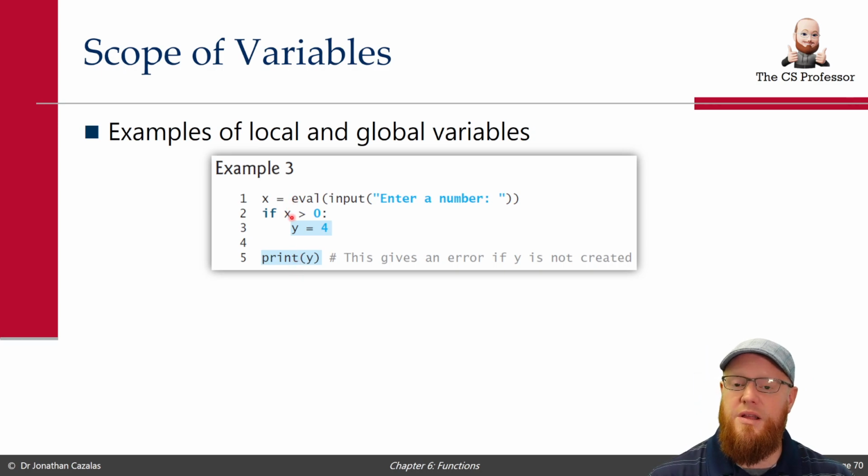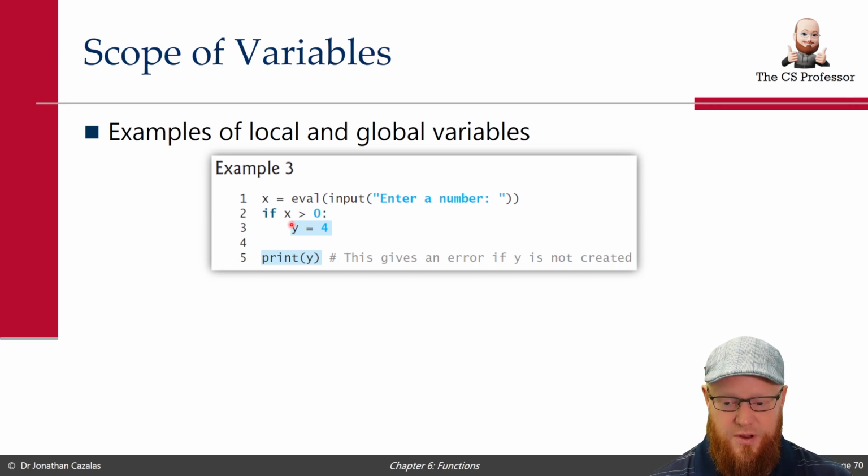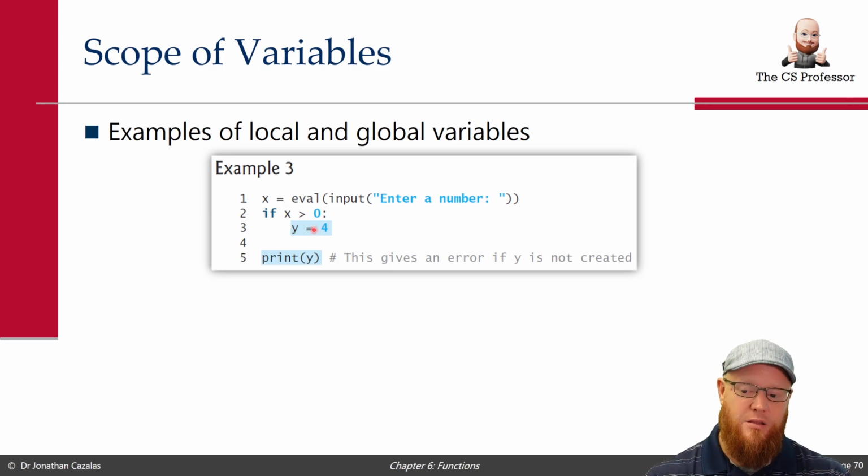But what if the user enters 0, which is not greater than 0, or if the user enters a negative number? This if statement will no longer be true, right? A negative number is not greater than 0. Therefore, we will not execute line 3, which means, as a consequence, y never came into existence.